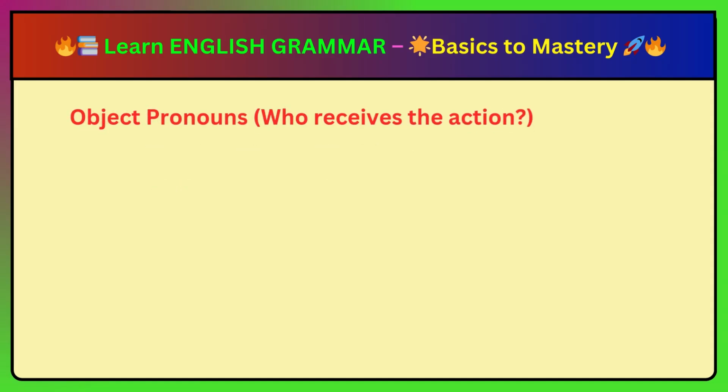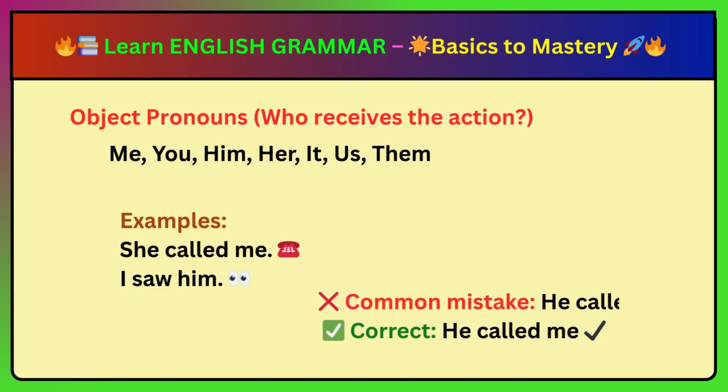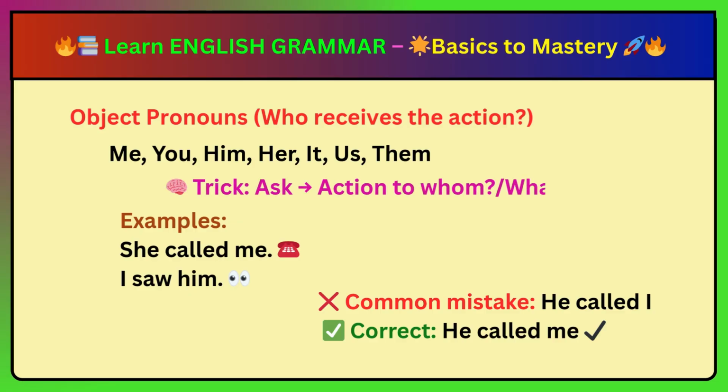Next are object pronouns. These tell us who is receiving the action. Words like me, you, him, her, it, us, and them are object pronouns. For example, "She called me" or "I saw him." A common mistake is saying "He called I," but the correct form is "He called me." Object pronouns answer the question, action to whom or what?